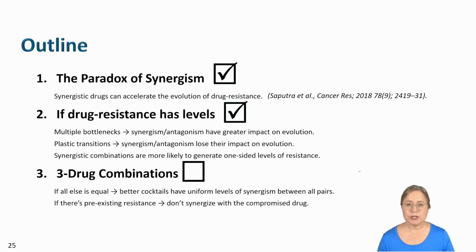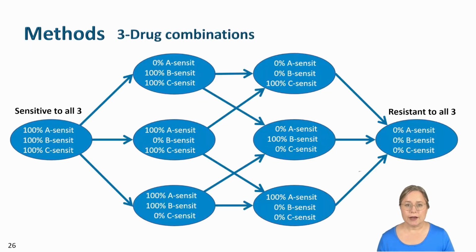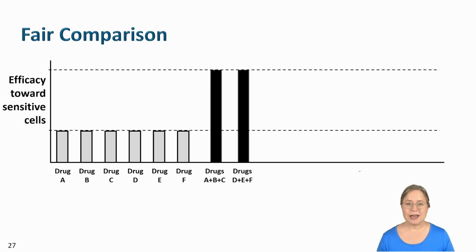Next, let's look at combinations of three or more drugs. Here are eight categories of phenotype, ranging from fully sensitive on the left to fully resistant on the right, with all permutations of single and double resistance in between. Let's simulate evolution using a fair comparison of different combination strategies. This is as fair as we can get. We're choosing between a cocktail of drugs A plus B plus C versus a cocktail of D plus E plus F, and each individual drug has the exact same efficacy, and each three-drug cocktail has the exact same efficacy.